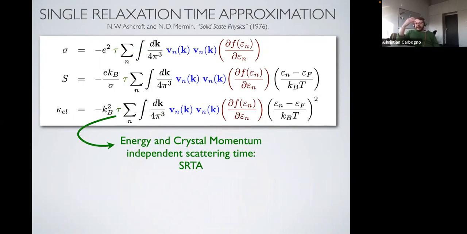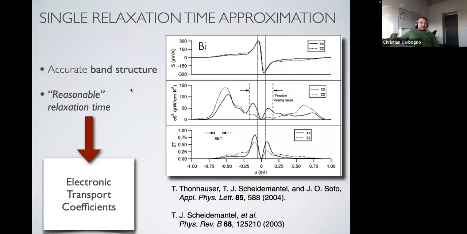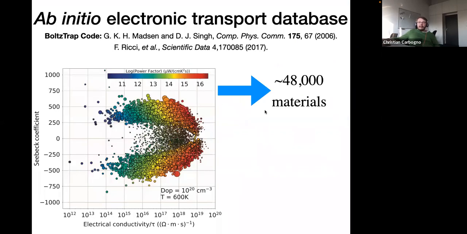The easiest and most straightforward approximation to evaluate this is just to take the lifetime out and assume it to be a reasonable constant. So you do an accurate band structure calculation and assume a reasonable relaxation time, and this will immediately give you electronic transport coefficients. Here, for instance, is one of the first calculations in which this kind of formalism is discussed. Now, there are many codes to do that, and these kinds of approaches have been used extensively to create initial electronic transport databases. For instance, here is just one example of a code that has been used in which over 48,000 materials have been charted.